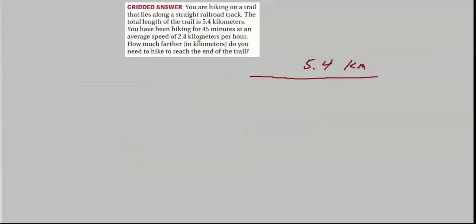Now you're doing an average speed of 2.4 kph. That's kilometers per hour, of course. And you've been doing that for 45 minutes. Well, let's see here. That's the same as 3/4 of an hour, isn't it? Why do I do that? Because we have the speed in kilometers per hour. If I don't have the time in hours, it's going to be hard to end up with the distance.